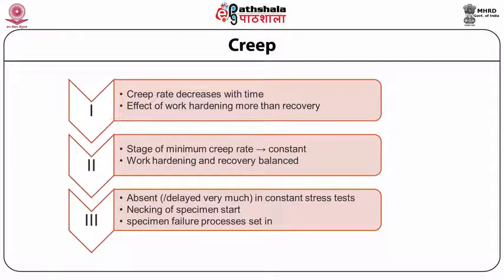The first stage is when the creep rate decreases with time. That is, the effect of work hardening is more than recovery. The second stage of creep is the stage of minimum creep rate, which is almost constant. Work hardening and recovery are balanced. The third stage is absent or delayed very much in constant stress tests. In this stage, necking of the specimen starts and the specimen failure process sets in.